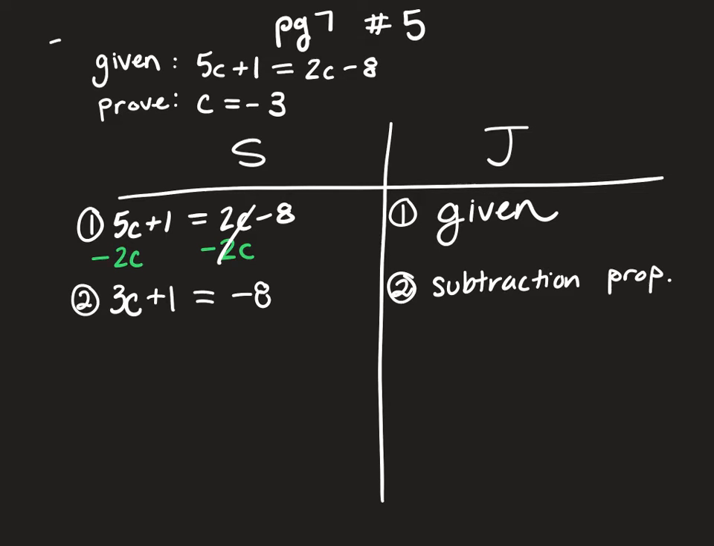All right, so then now I need to move my 1 over because I want to get c by itself. So I'm going to subtract 1 from both sides, which will give me 3c, right, those cancel out, equals negative 9. And what did I do there? I subtracted again.